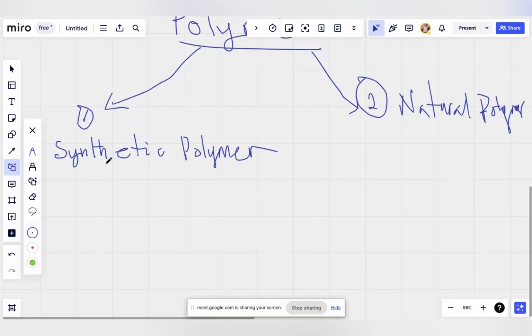Synthetic is again divided into two. The first one is addition polymerization, and the second one is called condensation polymerization. The synthetic polymer is divided into two types: addition polymerization and condensation polymerization.